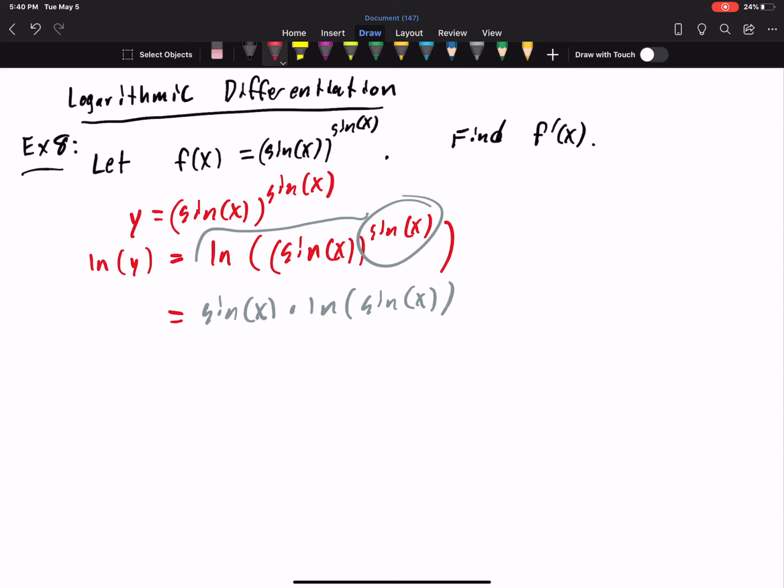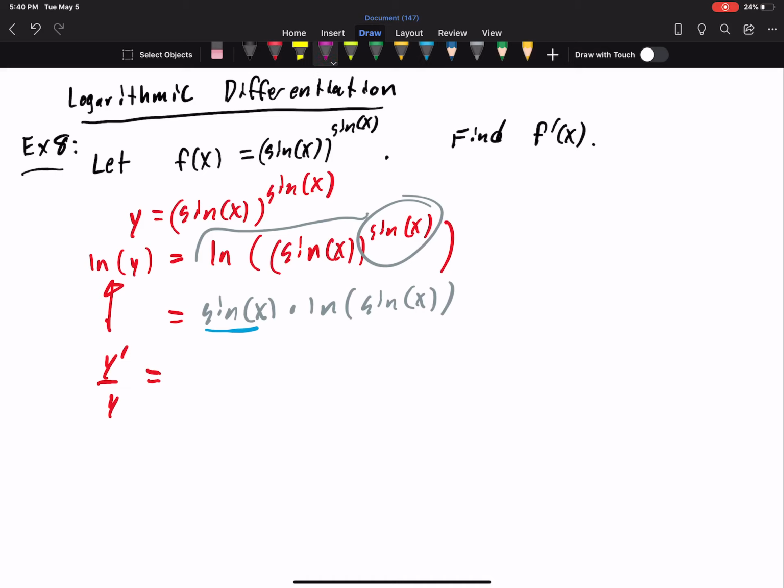Okay, so now we've gotten everything out of the exponent. We've used log rules as much as we possibly could. So now what we're going to do is derive both sides. So deriving the left, this is going to give us y prime over y, as always. And then we need to derive the right-hand side using the product rule, as always, it seems.